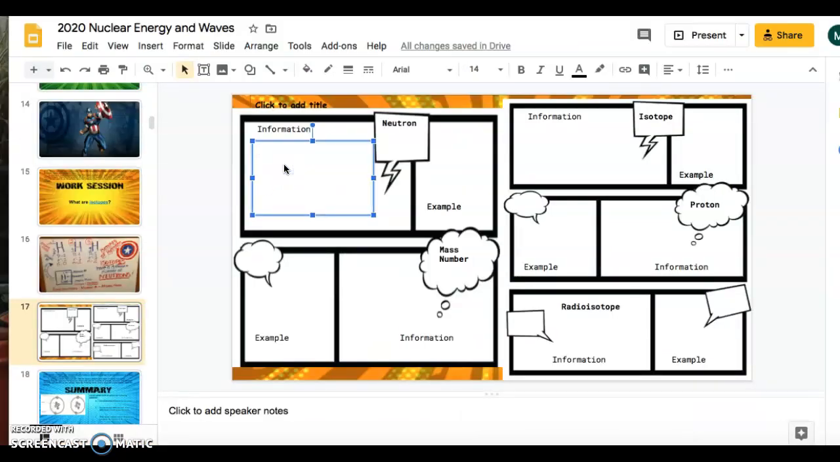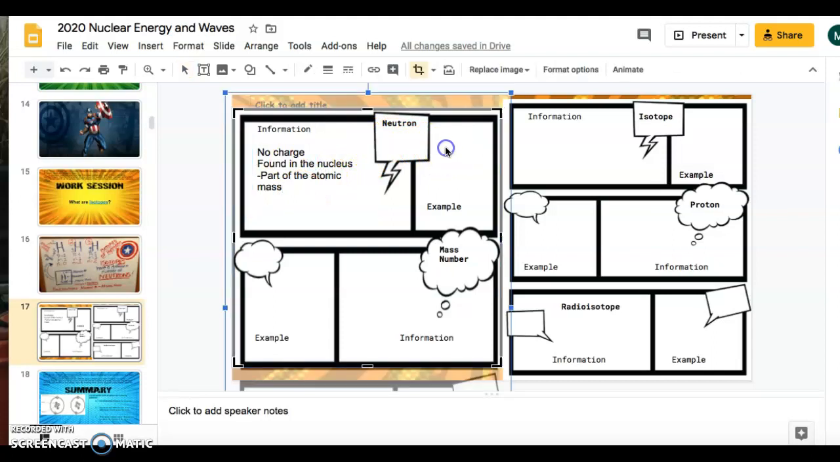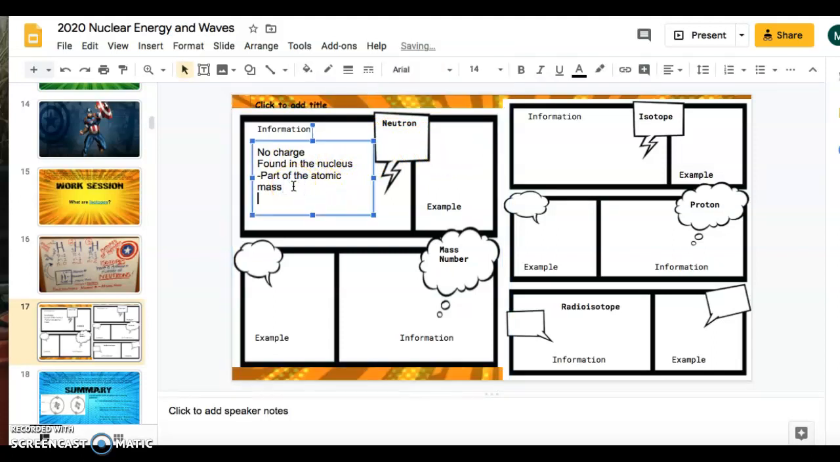Okay. Now, if we remember correctly, neutrons have no charge. They are found in the nucleus and they are part of the atomic mass. Now, why I say part of the atomic mass is because remember, the atomic mass is made up of both protons and neutrons. Now we have to remember how to find protons and neutrons. That's very important here, especially neutrons.